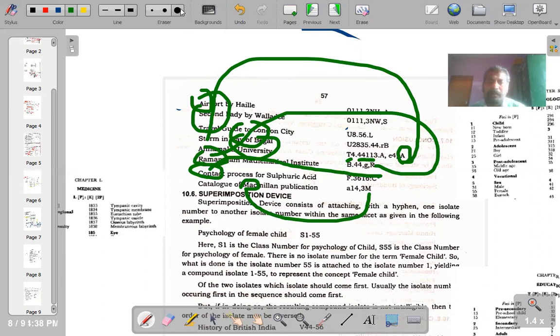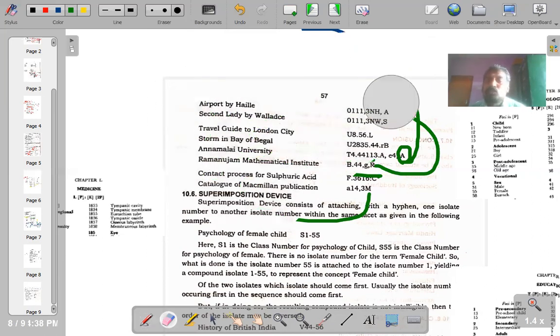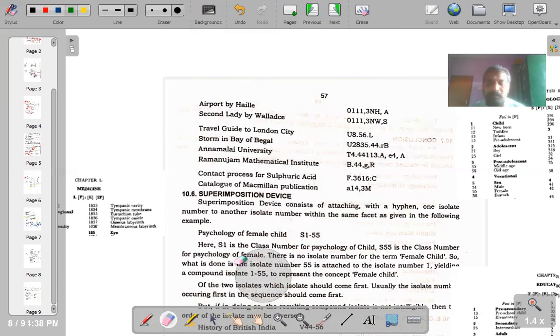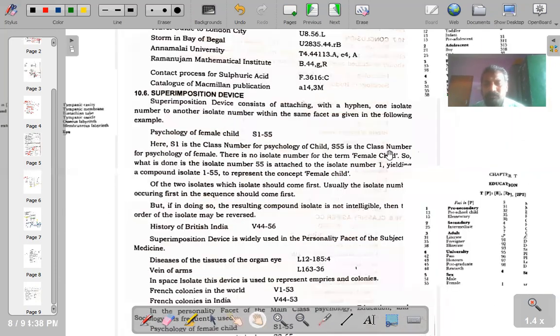Okay, let us move on to the last one, called the superimposition device. It's a very, very interesting device, called SID. Whenever you want to connect two isolates taken from a particular main class, especially from the same facet, two personality or two matter or two energy, especially two personality, you can make use of the superimposition device.